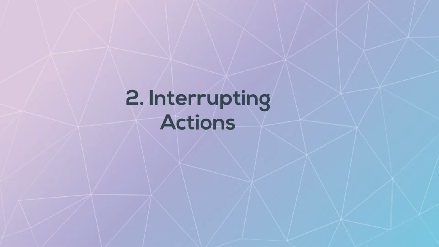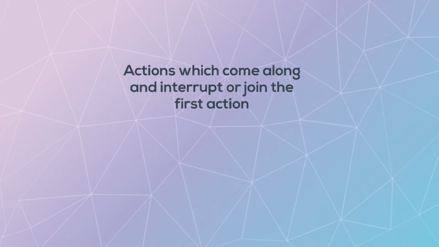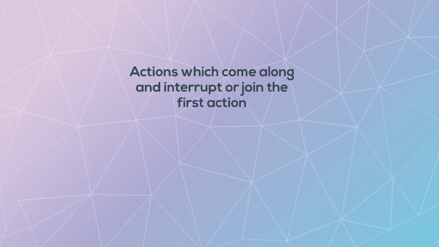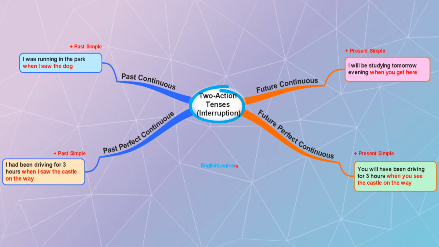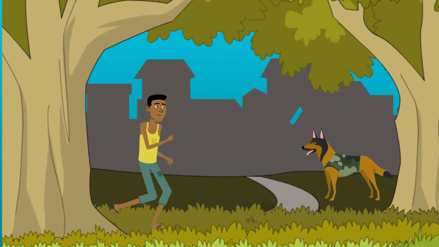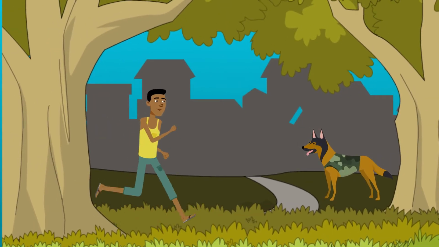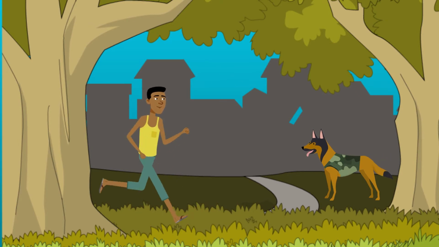Two. Interrupting actions. Interrupting actions are actions which come along and interrupt or join the first action. It doesn't mean that the first action stops, but it might. For example, in the first sentence, I was running in the park when I saw the dog, you might have continued running when you saw the dog in the park, or you might have stopped.